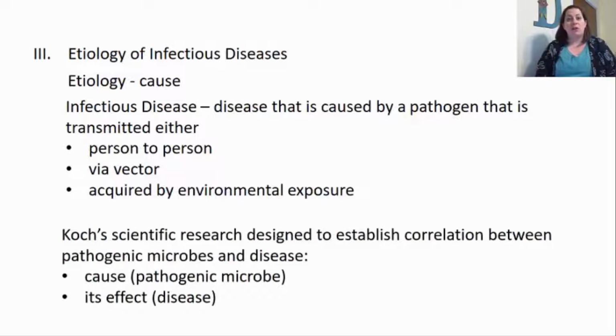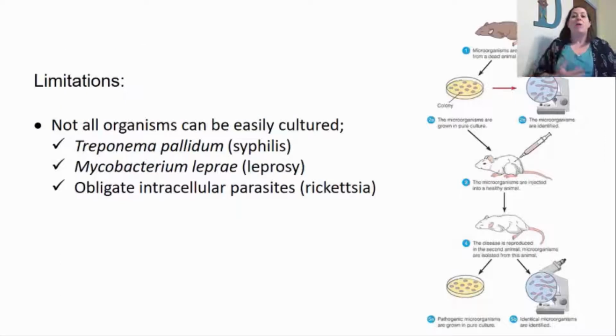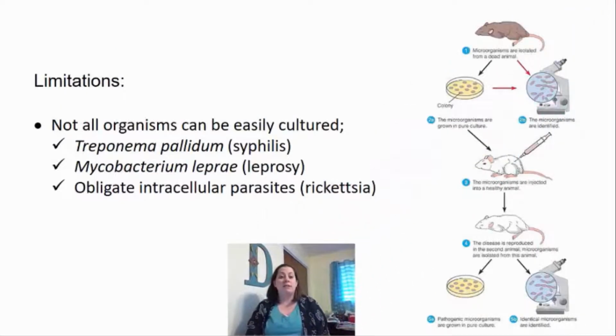Now, we talked about Koch in chapter 1. Koch's scientific research was designed to establish correlation between pathogenic microbes and disease. He was able to look at the cause, what was causing, and then the effect, which was the disease. Okay, his experiment allowed us to pinpoint certain microbes and know that they caused a particular disease. However, even with his work, there are some limitations.